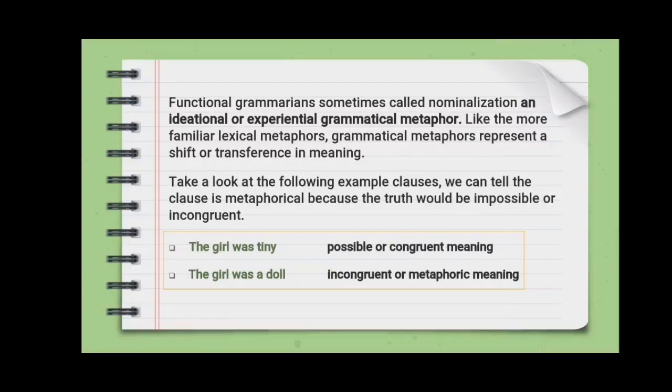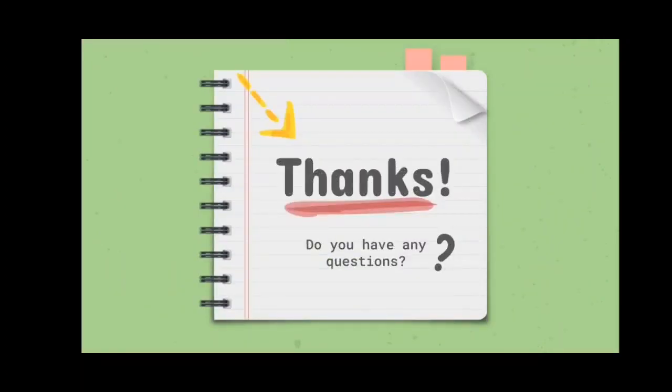And the second one is the girl was a doll. It has incongruent or metaphoric meaning. It means that the girl was not a literal doll. It explains that she was very pretty or has a perfect appearance like a doll. Okay, that's my explanation. Hope all of you can understand. Thank you.